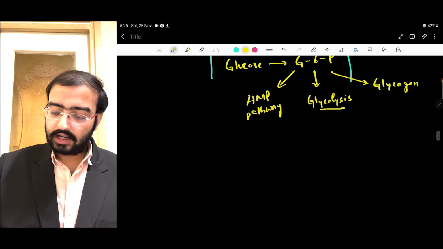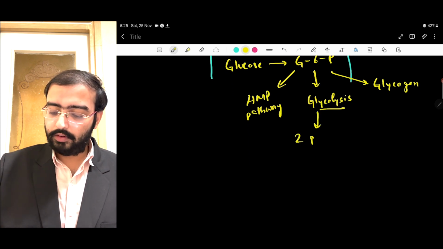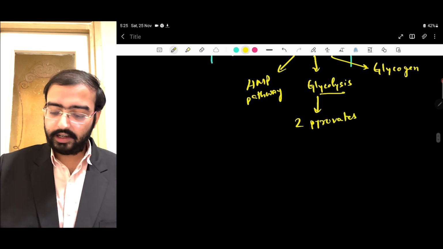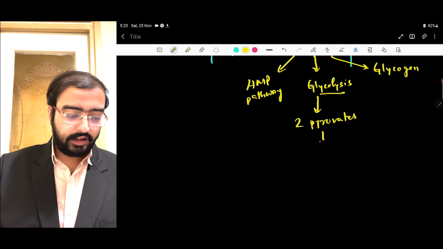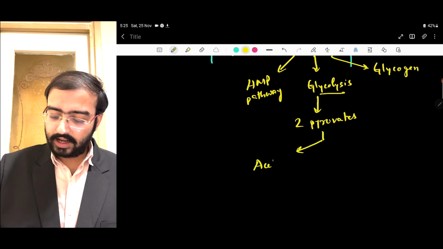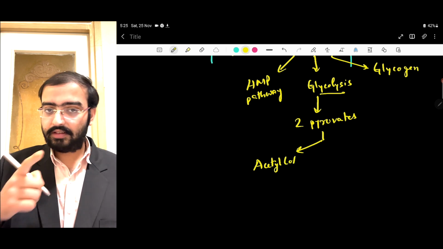And in glycolysis, what happens? Two molecules of pyruvate are generated. Now, what happens with pyruvate after being generated? If there is enough oxygen, pyruvate is converted into acetyl CoA. And what happens to acetyl CoA?